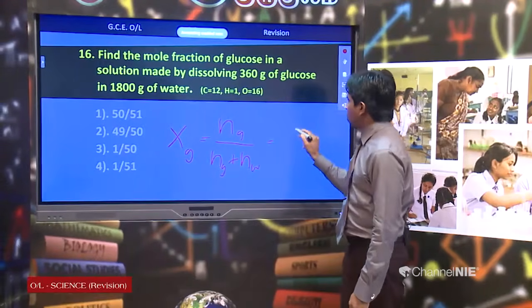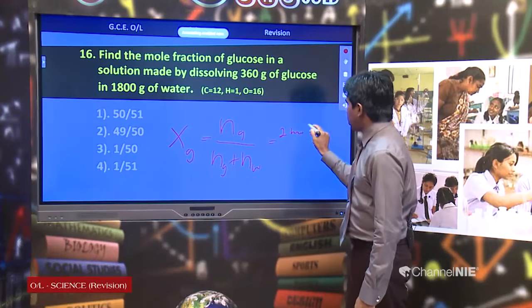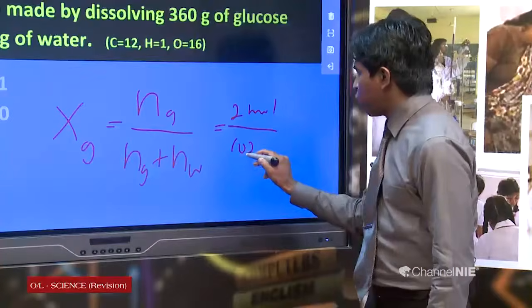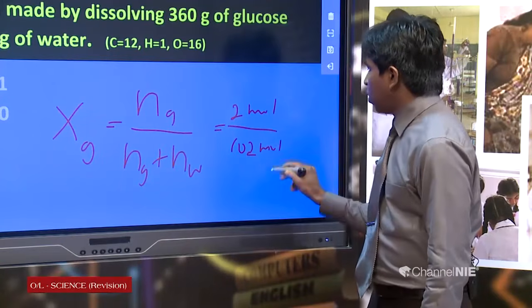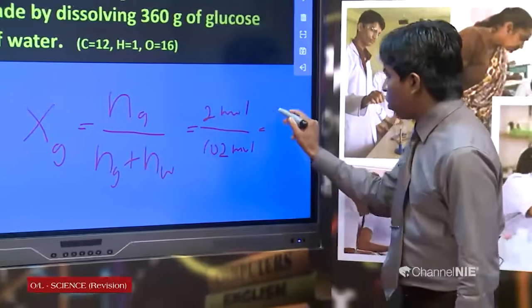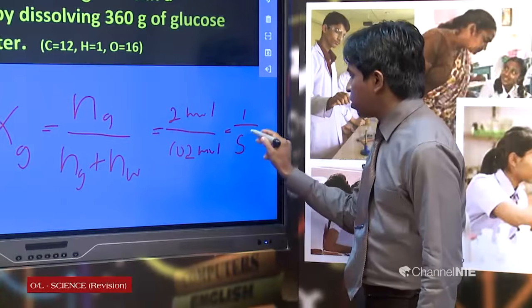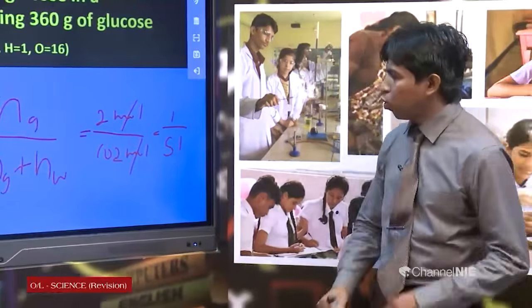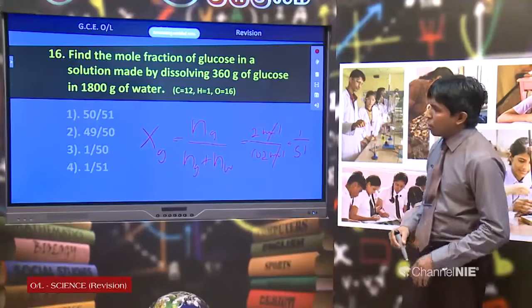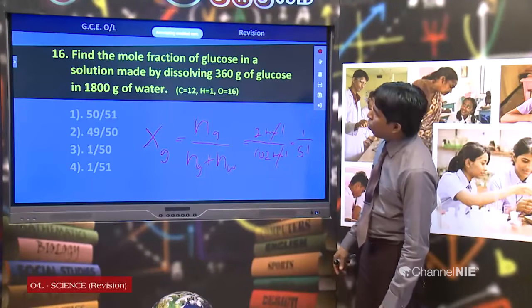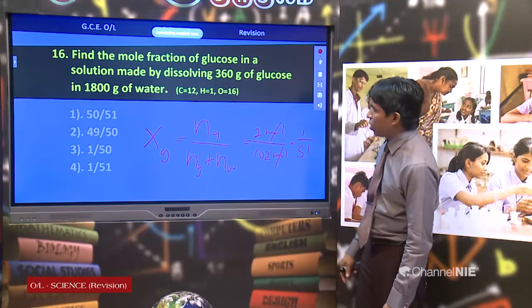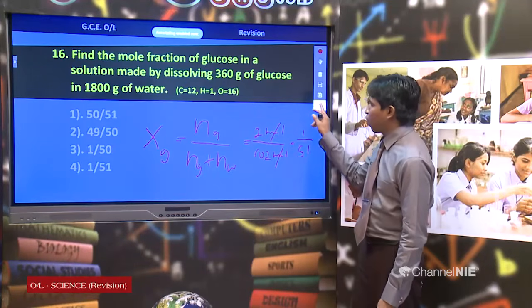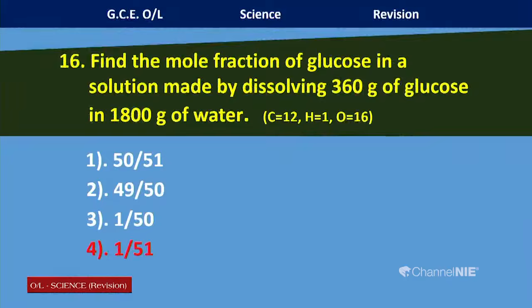So, you get glucose moles 2 moles, total moles we got 102 moles. So, you get here 1 over 51, the simplest ratio, mole gets cancelled. So, 2 over 102 means 1 over 51. So, the answer for mole fraction of glucose will be 1 over 51, answer is 4th, 1 over 51.